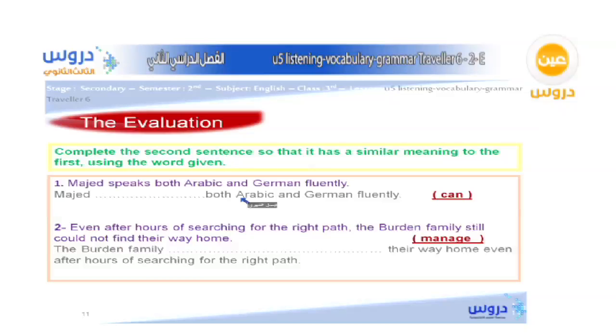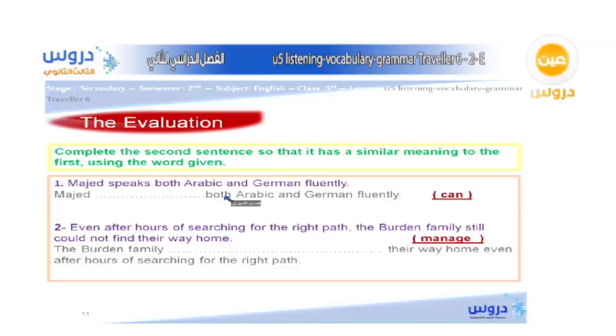All right. Okay, now it's time to evaluate. And keep in mind that you did 2 great exercises without any mistake. I hope you do the same thing with this one. Complete the second sentence so that it has a similar meaning to the first using the word given. The words given are can and manage. Okay, Majid speaks both Arabic and German fluently.